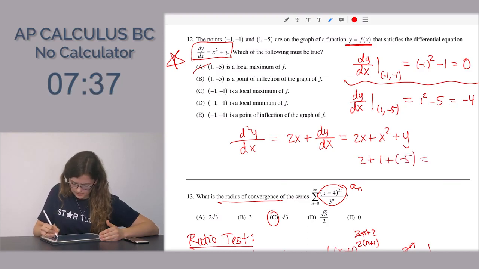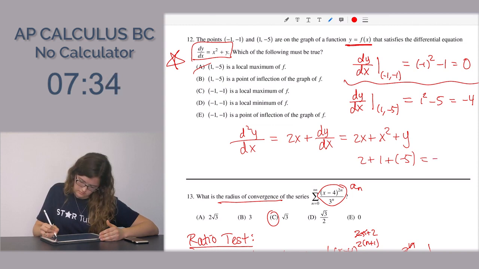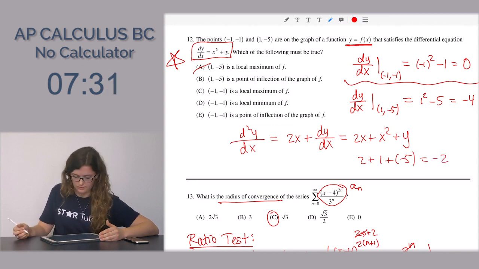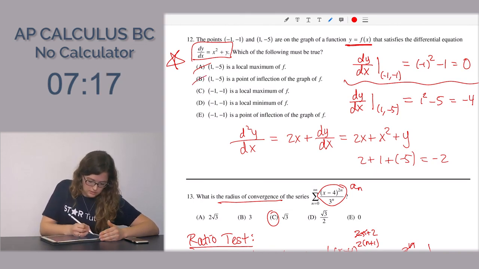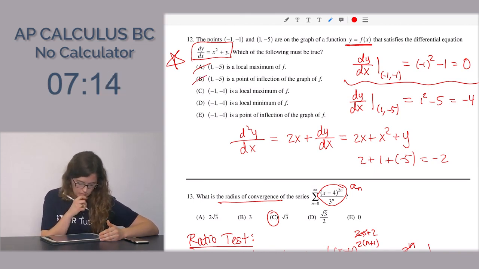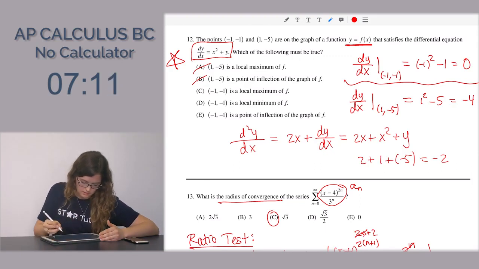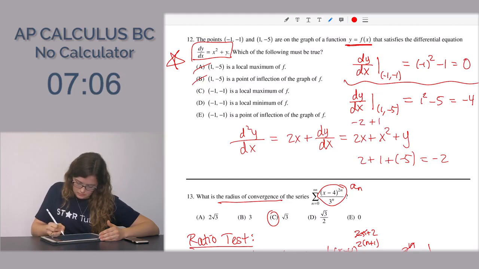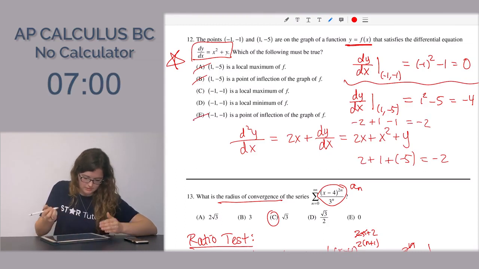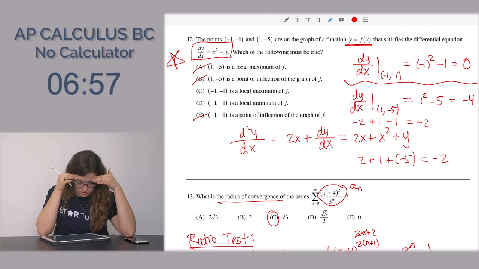I get 2 plus 1 plus -5. 3 minus 5, -2. Okay, well, I was hoping it would give me 0, but it didn't. Points of inflection can only be where the second derivative is 0. In particular, the second derivative has to change sign, from concave up to concave down. So I plugged it in and I didn't get 0, so it can't be a point of inflection. If I plug in -1, -1, I would get -2 plus 1 minus 1, which would be -2. Also can't be a point of inflection. So it's either C or D, local min or local max.